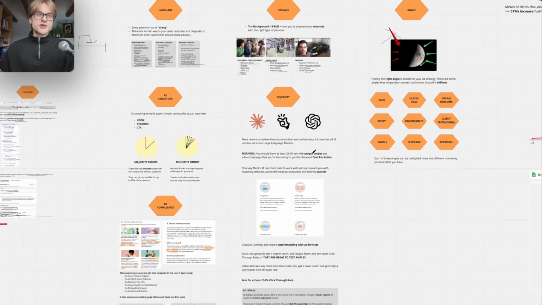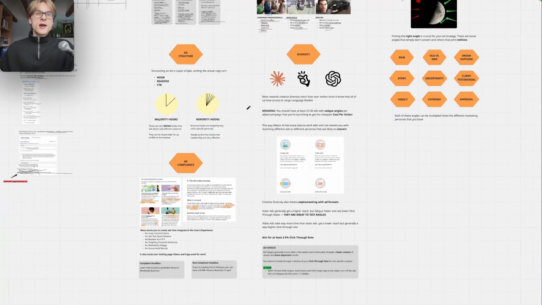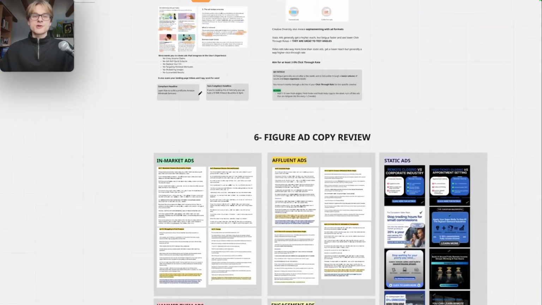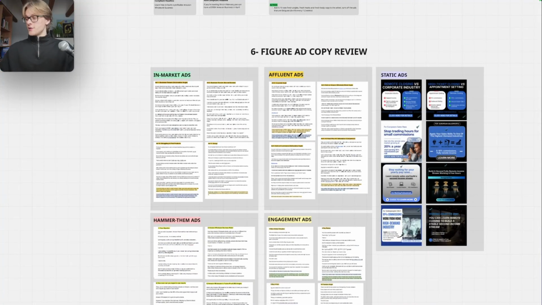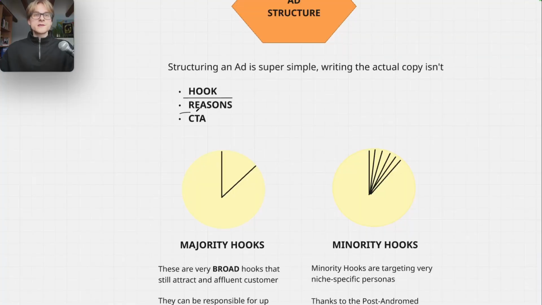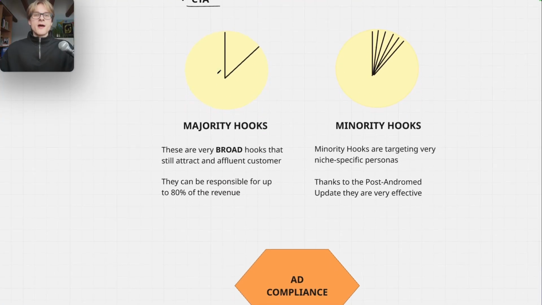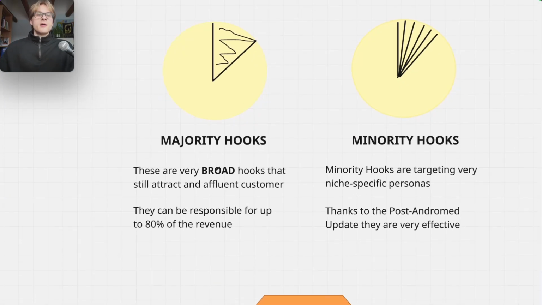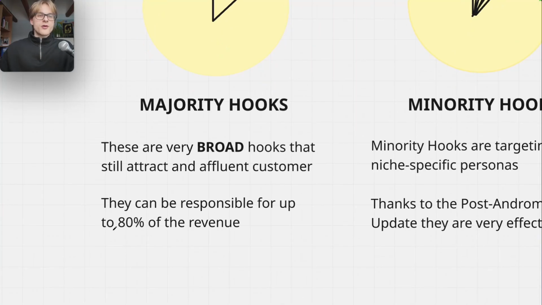Now, another very big point is ad structure. Structuring an ad is super simple, but writing the copy actually isn't. I will show you a bunch of different ads that I've written in the past year below. Now, we have a hook for the ad, we have reasons, and we have a CTA. We have majority hooks. Majority hooks are very broad hooks that still attract affluent customers, okay? These can be responsible for up to 80% of the revenue.